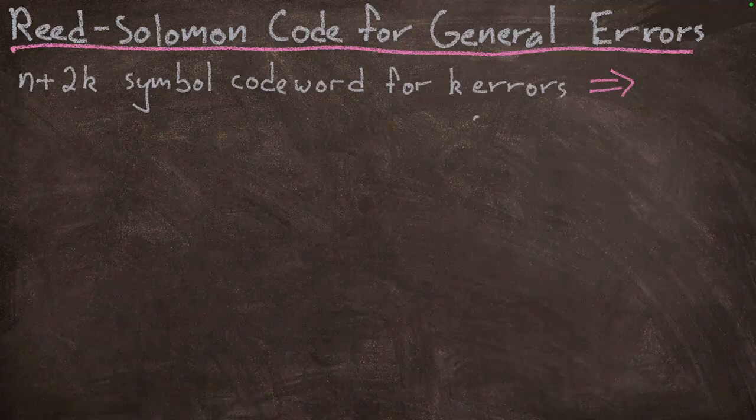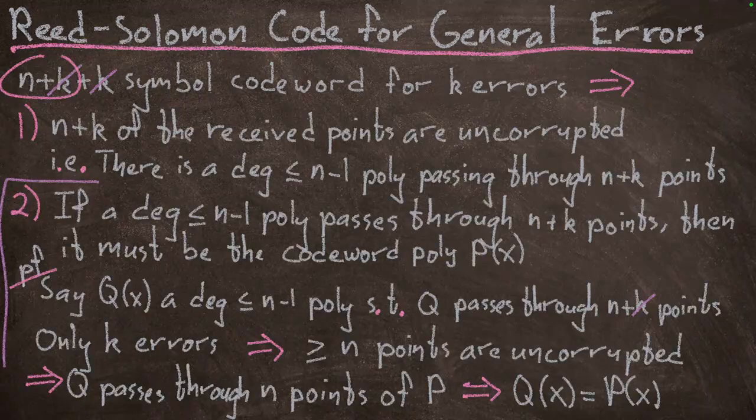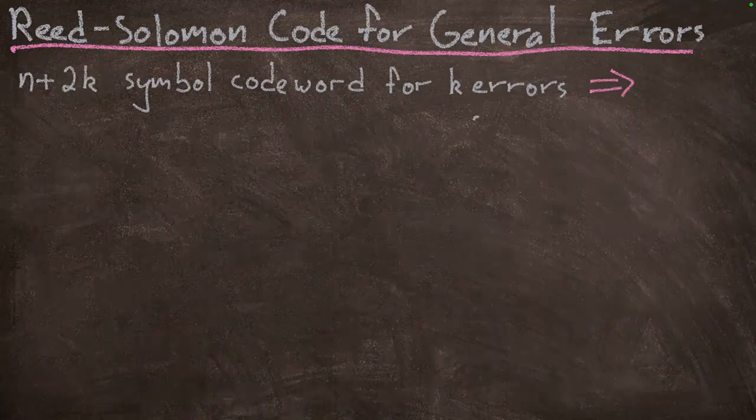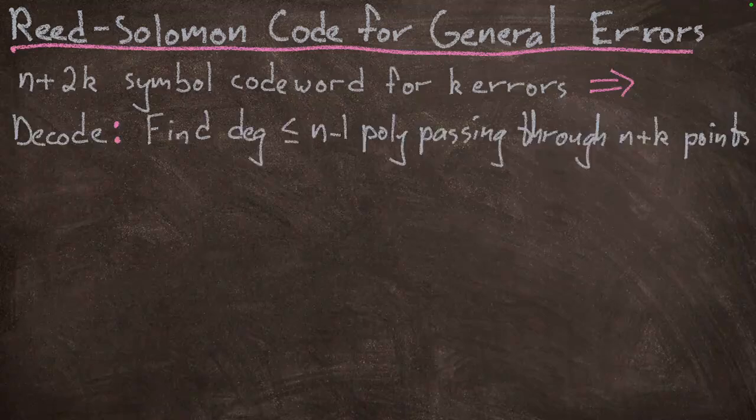What does this tell us? Let's go back one. It tells us that if we have an n plus 2k symbol code word, there is some degree n minus 1 polynomial that passes through n plus k points. That's property 1. And property 2 says that polynomial must be the original polynomial p. So this gives us a way to decode. If we have an n plus 2k symbol code word for k errors, here's how we decode. We can find a degree n minus 1 polynomial that passes through n plus k points. And that's it. It must be the correct polynomial by property 1 and 2.